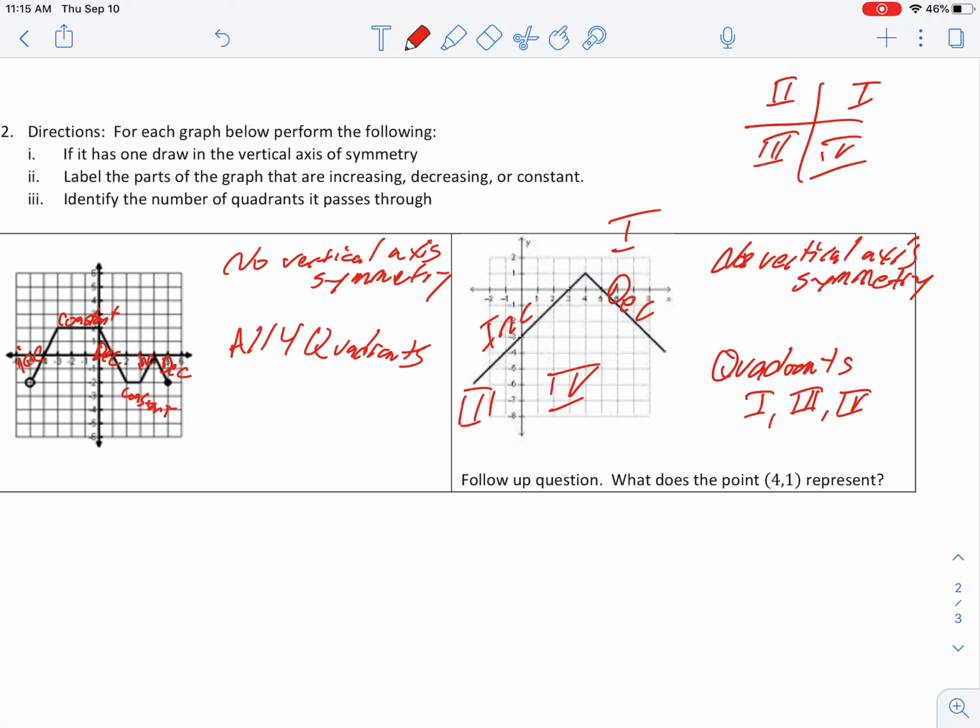Follow-up question, what does the point 4,1 represent? Okay, so let's go find 4,1. 4,1 is right here. Oh, that's what they're looking for. That is a maximum. That's that idea we started talking about, maximums and minimums.